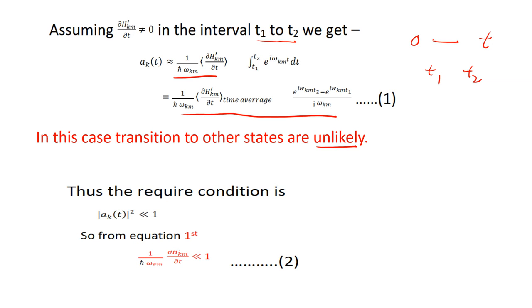Thus, the required condition for following the adiabatic perturbation: a k mod t, meaning the probability of finding the particle in kth state, is very less than 1. So from the first equation, this term is very less than 1.